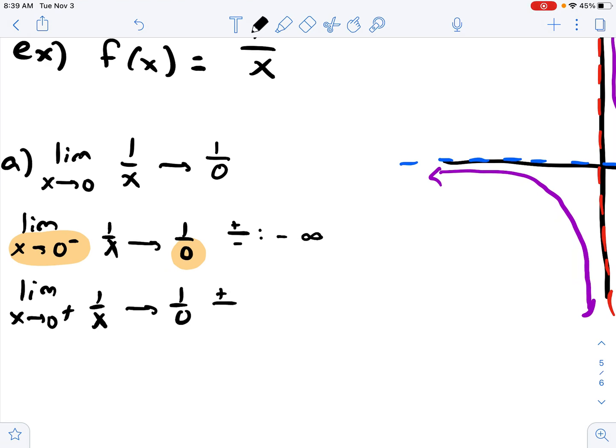Coming in from the right, we have a positive 1 in the numerator. Once again, we're getting close to 0 from values just above 0. So the denominator will be some very small positive number. And a positive over a positive takes us off to positive infinity.